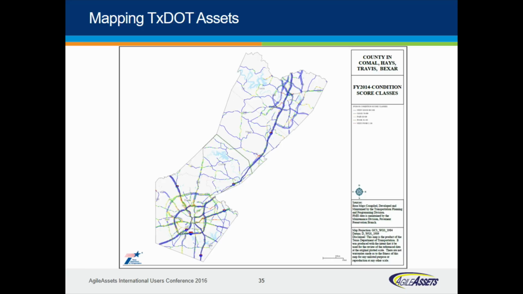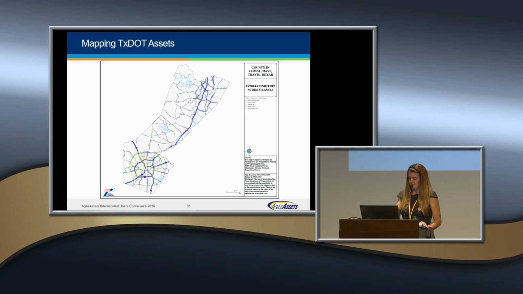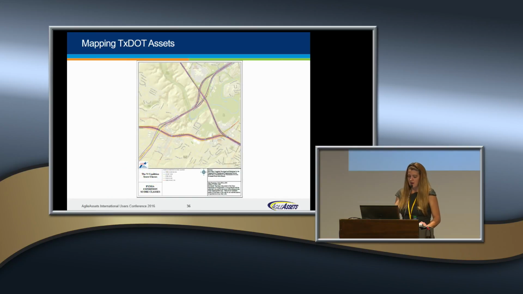We also have the option to select many different counties. Here I selected a whole bunch of counties: Comal, Hays, Travis, and Bexar. Now you can see data for multiple counties, and this is a landscape printing. And then let's say I want to zoom into a specific area. We call this area the Y here in Austin. I also changed the base map, so this would be another print layout that you could do.